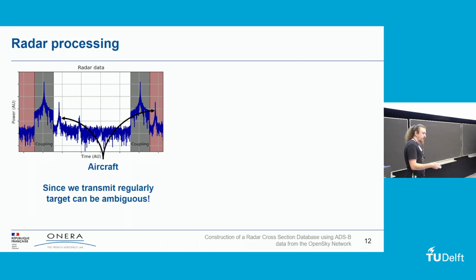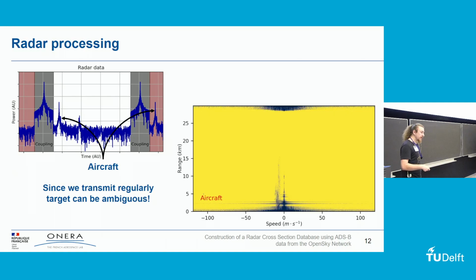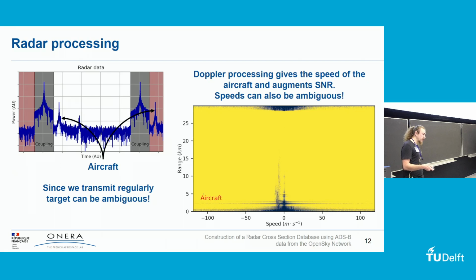A problem with pulse radar is that those 2 peaks are the energy coming back from 1 pulse of the radar, but this peak could be the energy coming back from this pulse or this pulse. That's what we call the distance ambiguity. And that's a bit of a problem when you do radar processing. We need additional radar processing to lift this ambiguity. With radar, you know that radars are quite good at measuring speeds as well. So you can do what we call Doppler processing to measure the speed of the aircraft.